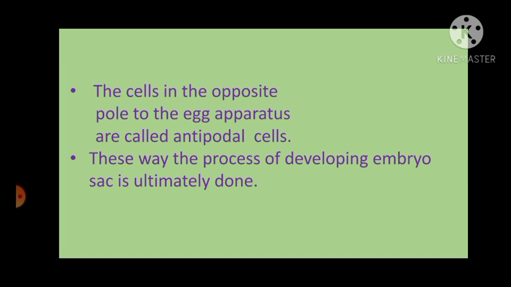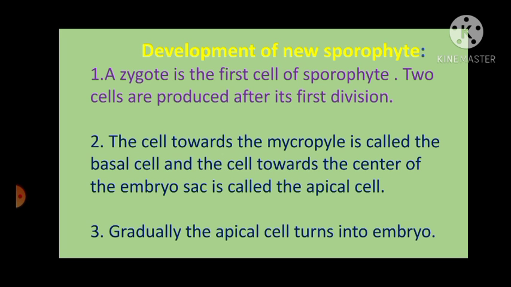Okay, these cells in the opposite pole to the egg apparatus are called antipodal cells. Okay, we already saw in the picture. This way the process of developing embryo sac is ultimately done. Now I am telling about sporophyte. How to develop a new sporophyte.